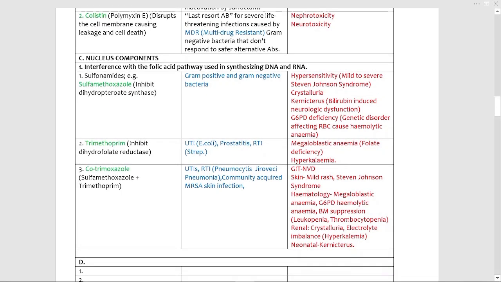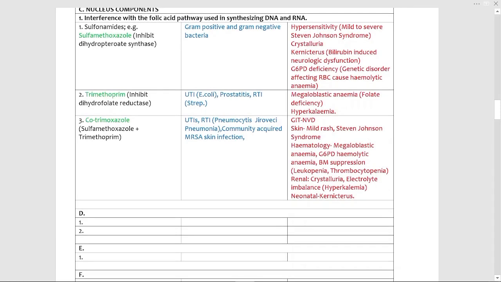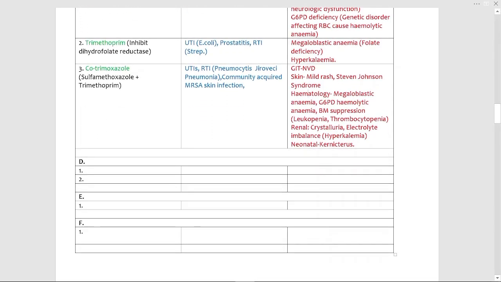Think of the megaloblastic anemia when using the trimethoprim, and the hyperkalemia. But basically, when using the CTX, it will cause a combination of the side effects: the GIT, the nausea, vomiting, diarrhea. It will cause the mild rash, the Steven Johnson syndrome. Hematology, it will cause the megaloblastic anemia, the G6PD deficiency causing hemolytic anemia. You've got the bone marrow suppression. We also have the crystalluria, the hyperkalemia, and the kernicterus.